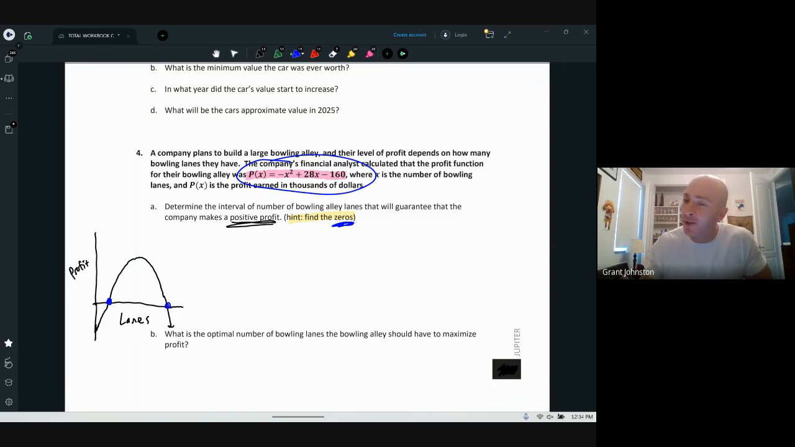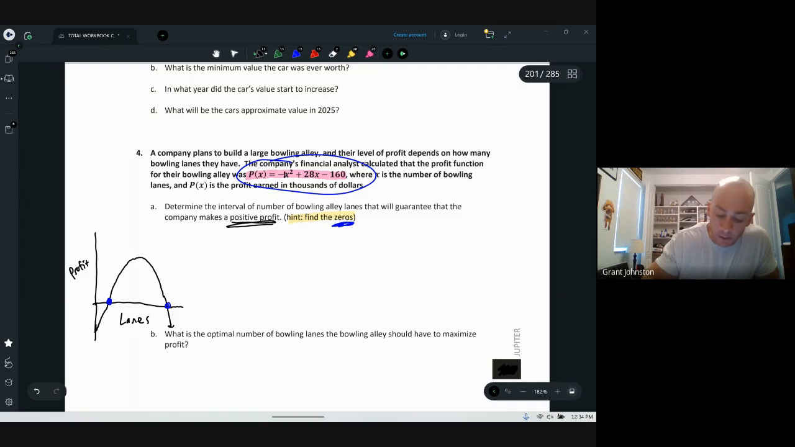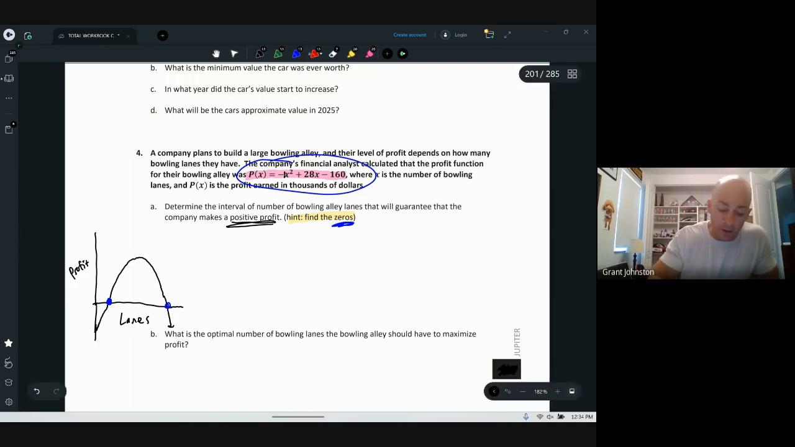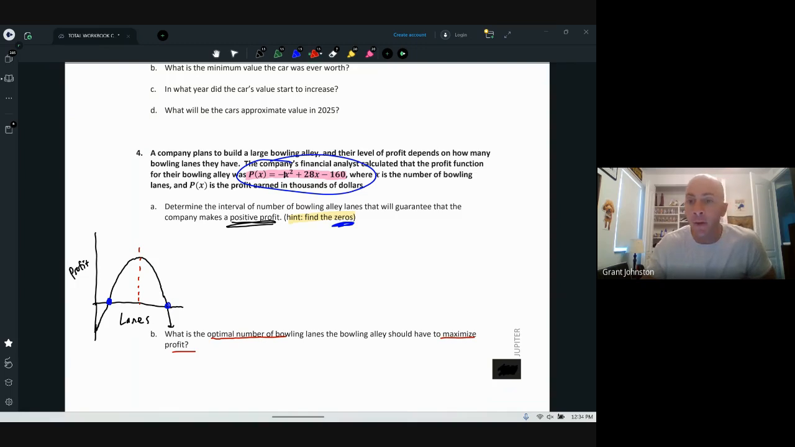So I would use the quadratic formula for that. Remember, that's a negative 1 for a. And then B says, what is the optimal number of bowling lanes they should use to maximize profit? So this one's also the optimal number of bowling lanes to maximize profit, so that's going to be talking about the axis of symmetry. Okay, I don't want to do them for you, though. I want to make sure you have practice to do it yourself.